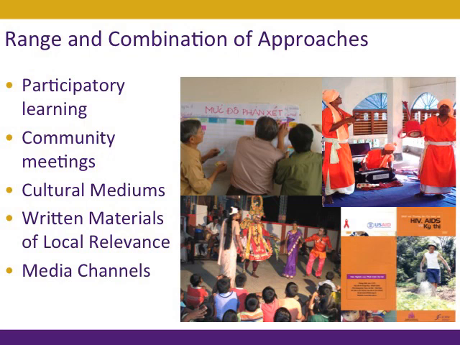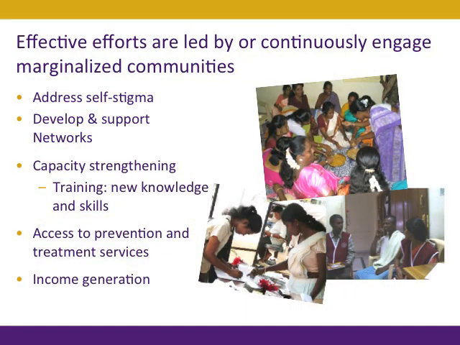So this just gives you an idea of some of the approaches that have been used thus far that were found to be successful. Okay, another key element is that the most effective efforts we found are often led by or continuously engage marginalized communities. So this is really critical, to make sure that people living with HIV and other marginalized groups are front and center in any stigma reduction intervention. This helps to address self-stigma that people living with HIV and also marginalized groups often face. It can be very empowering. It helps develop and support networks of people living with HIV and other key populations.